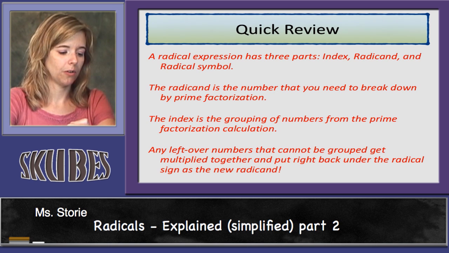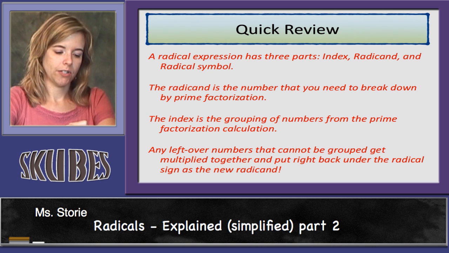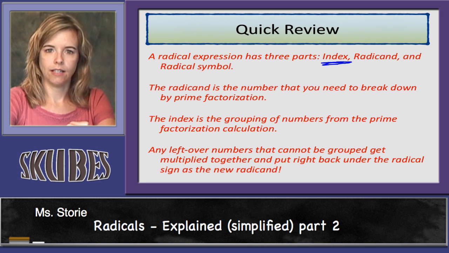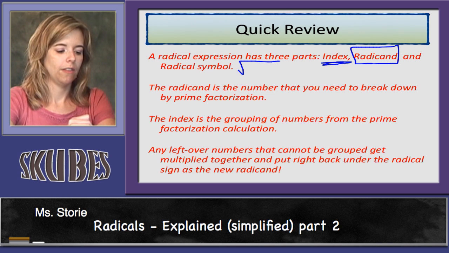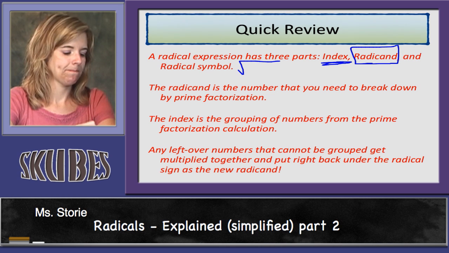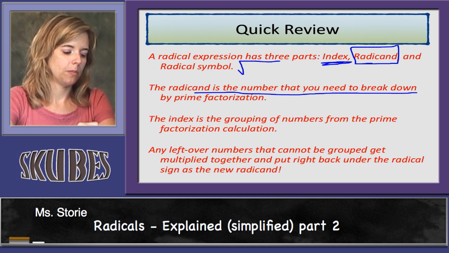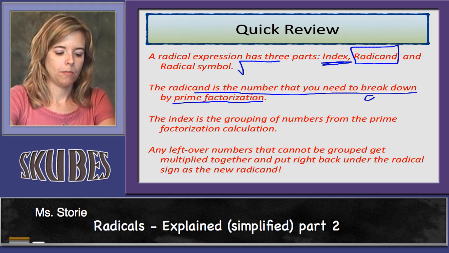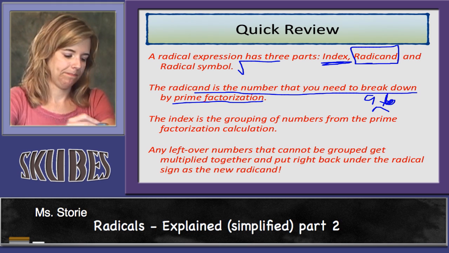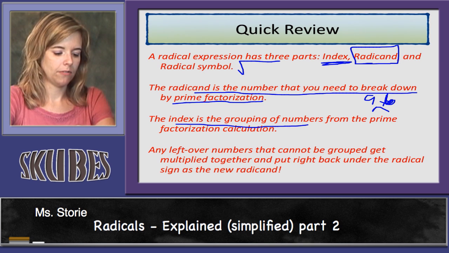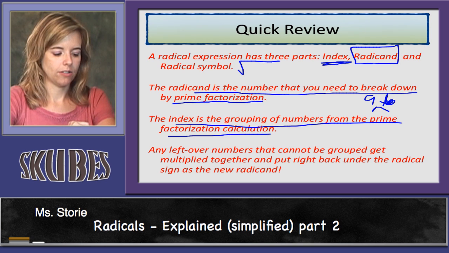Now, as a quick review, remember, the radical expression has three parts. The index, which is that teeny tiny number. The radicand, which is the number that goes under the third part, which is the radical symbol. The radicand is the number that you need to break down by prime factorization. Remember, that's the 96 that we took, and we did a factor tree with it. The index is the grouping of numbers from the prime factorization calculation.